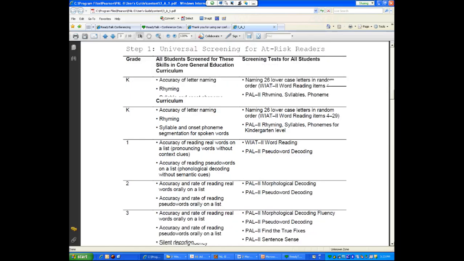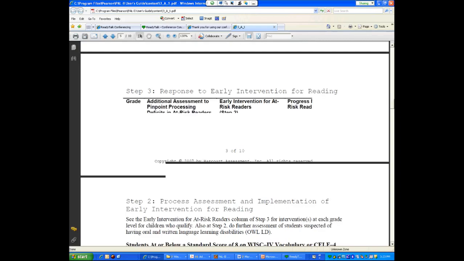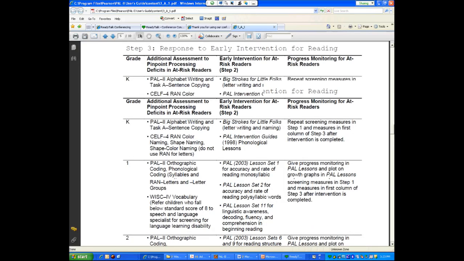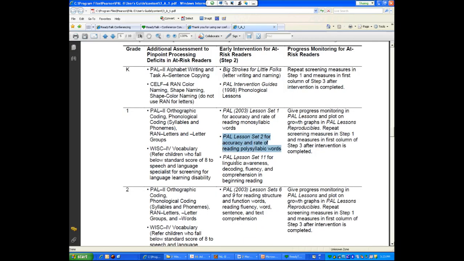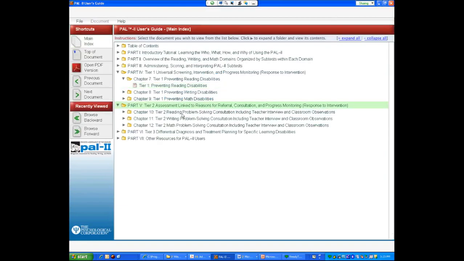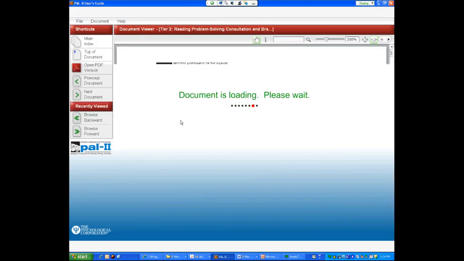And then you move forward in this document, and you'll see the response to early intervention. Again, the lessons that you'd use at different grade levels. Again, all of that information for reading, writing, as well as math was pulled from that Tier 1 document. And then in Tier 2, this is your problem-solving consultation document. And again, on this one, I'm just going to pull up the reading one to show you. Here is your reading document. It takes a minute to load.